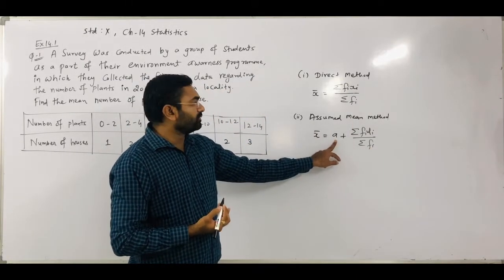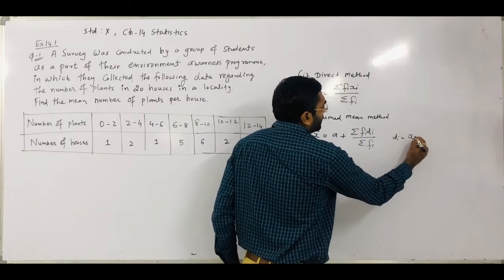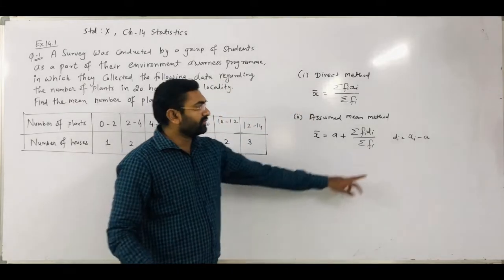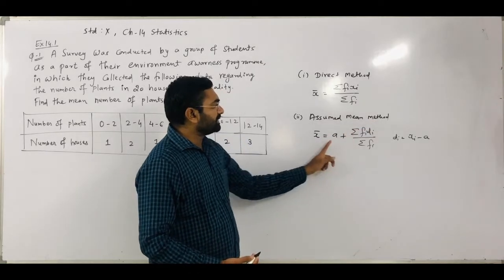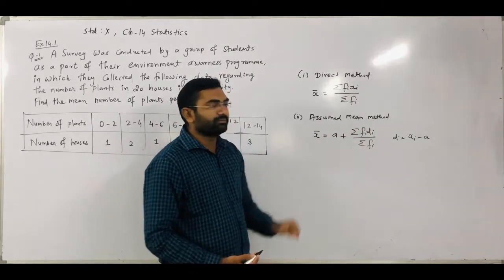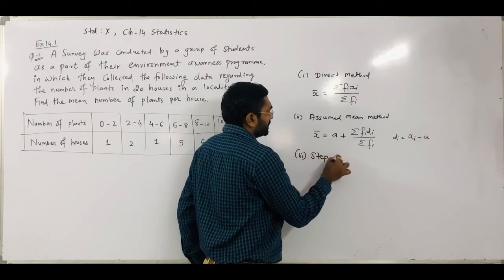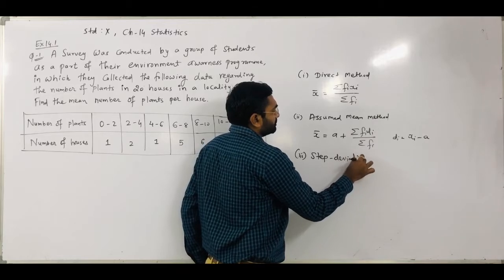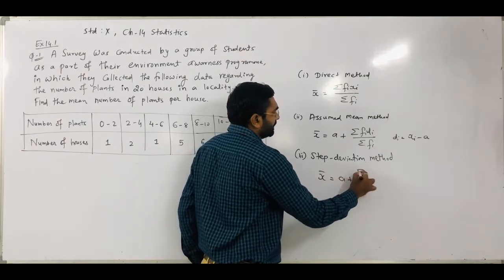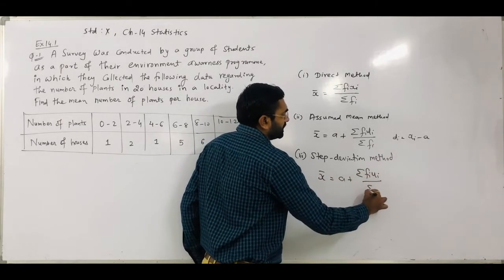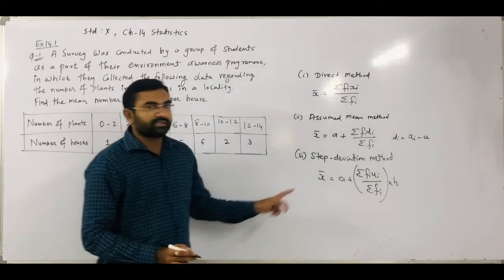you have to assume one mean from the xi column, and di represents the difference between xi and a. So the assumed mean method's formula is what? X bar is equal to a plus sigma fi di upon sigma fi. The third method we learned is the step deviation method. In which the mean formula is what? X bar is equal to a plus sigma fi ui upon sigma fi into h. So that is the step deviation method.